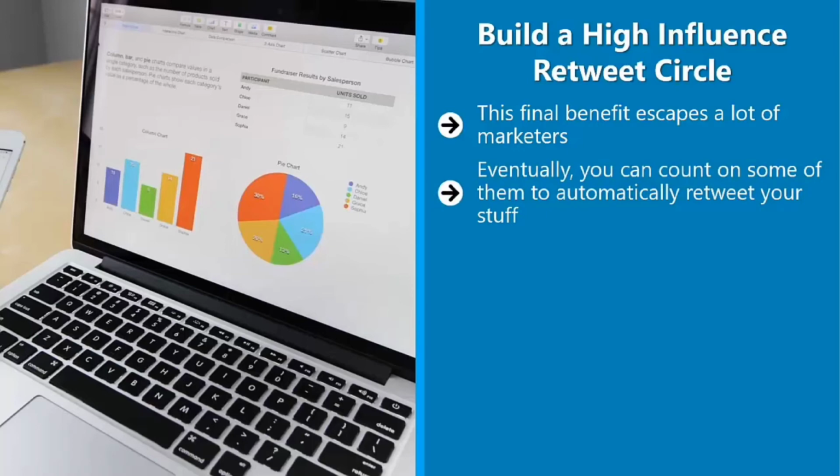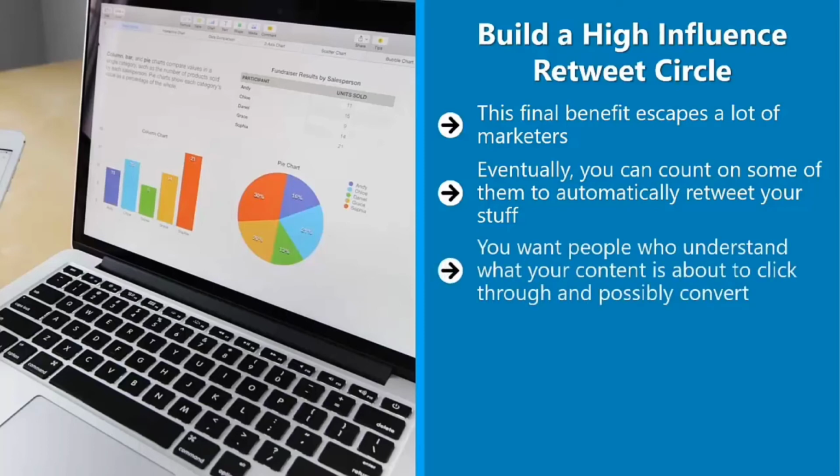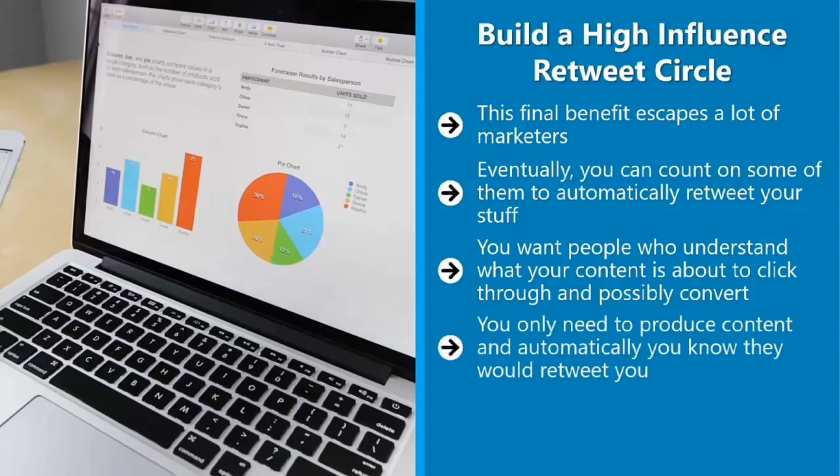Well, when you share your own content, or better yet, when you share your squeeze page direct link, you want truly interested people to click through. You want people who understand what your content is about to click through and possibly convert. In other words, you want highly qualified traffic. If your brand becomes so trusted and so credible in your niche among other Twitter users, you cultivate such a following. You only need to produce content and automatically, you know, they would retweet you. You can almost bet that a certain percentage of your followers would retweet. This can then lead to your content being seen by more of their followers, which can lead to highly qualified direct traffic. Don't neglect this benefit.